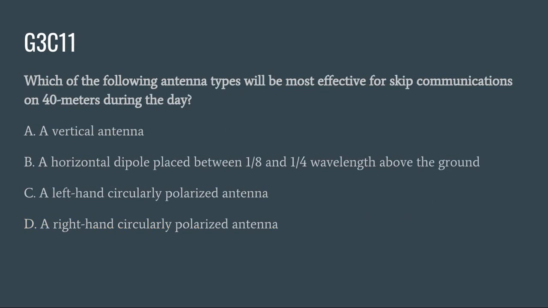G3C11. Which of the following antenna types will be most effective for skip communications on 40 meters during the day? A. A vertical antenna. B. A horizontal dipole placed between 1/8 and 1/4 wavelength above the ground. C. A left-hand circularly polarized antenna. Or D. A right-hand circularly polarized antenna. Correct answer is B. A horizontal dipole placed between 1/8 and 1/4 wavelength above the ground.